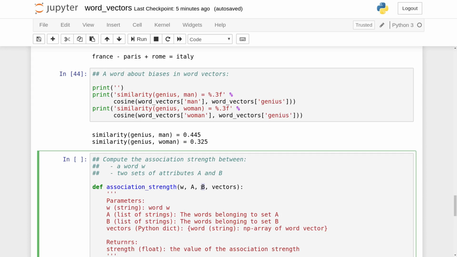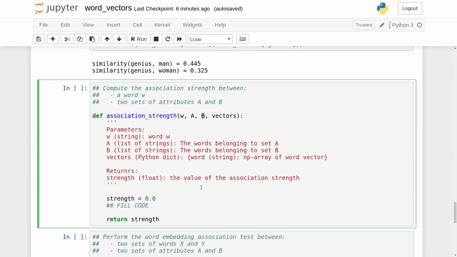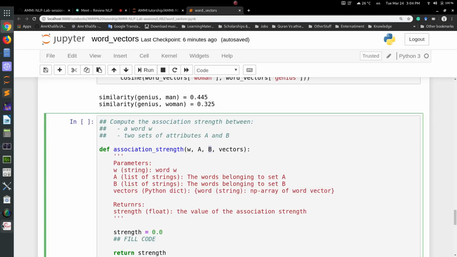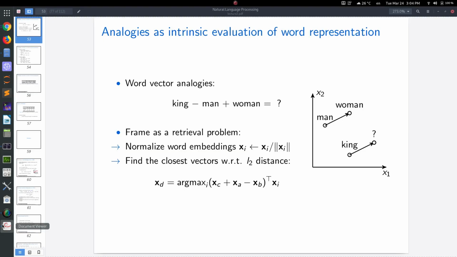And so if our word is man, then we'll see if man is more associated to one set or the other. So that's what we're going to find here, and we can go to the slides to see what's the mathematical formula that people use to compute the association strength. So let's go to slide 91.